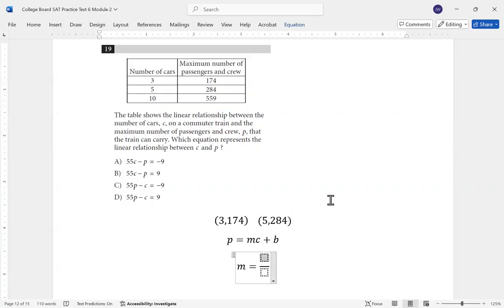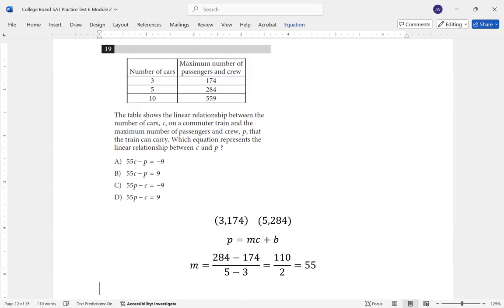So the output value of the second point minus the output value of the first point, divided by the input value of the second point minus the input value of the first point. Like y2 minus y1 over x2 minus x1, except using different letters. And if you take 284 subtracting 174, that gives you 110. That's going to be divided by 2, since 5 minus 3 is 2. So we get a slope, which is 55.